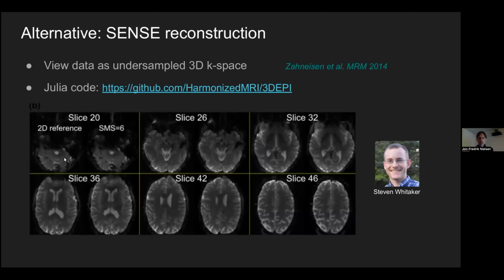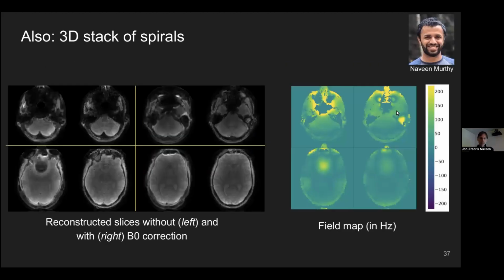So there's a 2D reference slice on the left and the multi-band factor 6 image on the right, reconstructed with 3D SENSE. So two versions of it, and you're welcome to have a look at either of those. Just as an aside, we're also working on the 3D stack of spirals, so we have reconstruction code for that as well in Python.